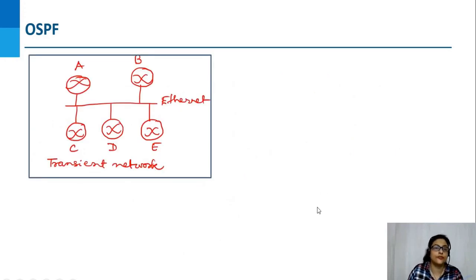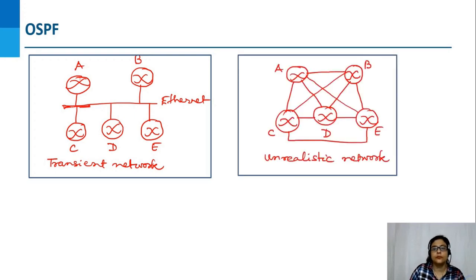This is an example of a transient network where all the routers are connected to a common line. So all the routers can send information via this common line or link. This is an example of Ethernet. This is a transient network, but this is unrealistic in nature and not efficient.